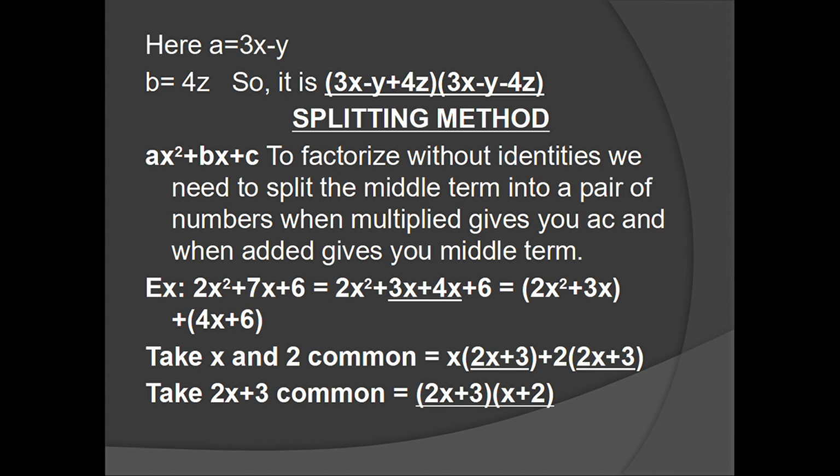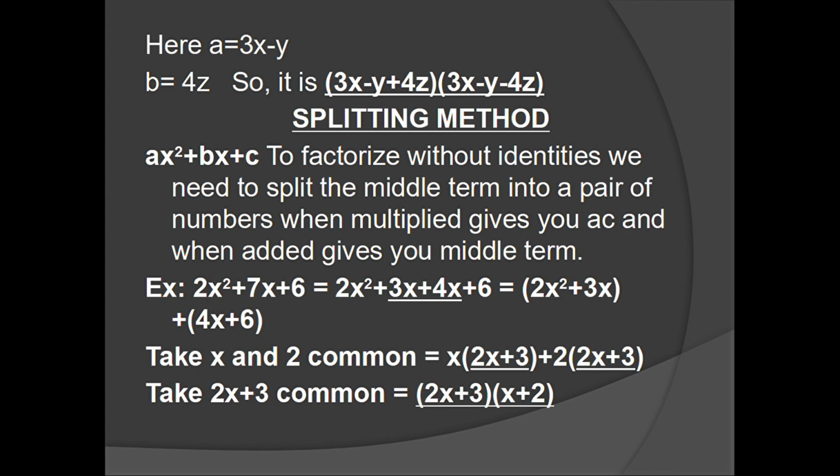To factorize without identities, we need to split the middle term into a pair of numbers which, when multiplied, give you AC, I mean the numerical coefficient of the first term and the numerical coefficient of the last term multiplied. When we multiply, we get a product, right? The factors of that product we need to list down. And among those factors, the pair which gives the middle term when added is how we split the middle term. So here, let's check the example, 2x square plus 7x plus 6.